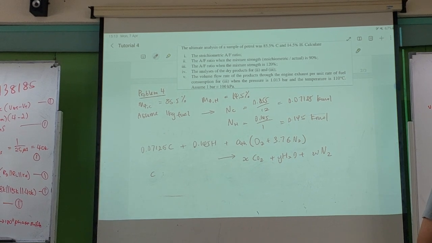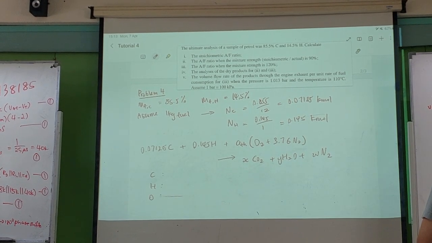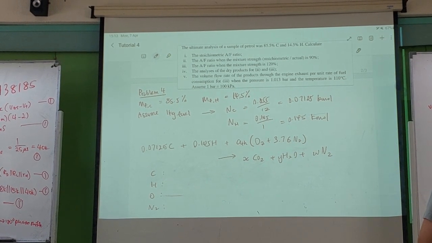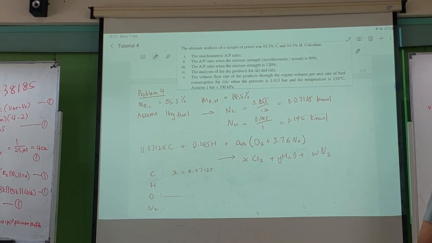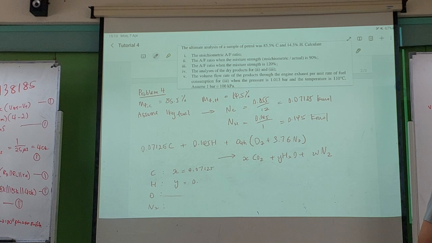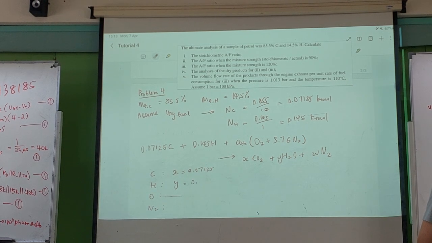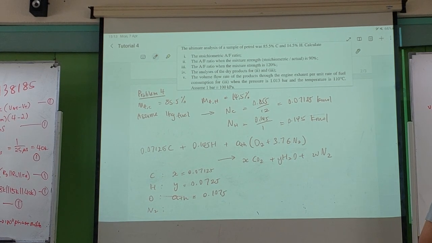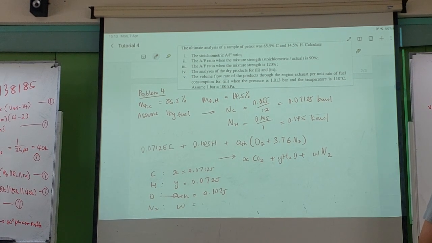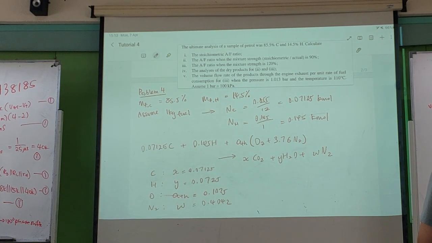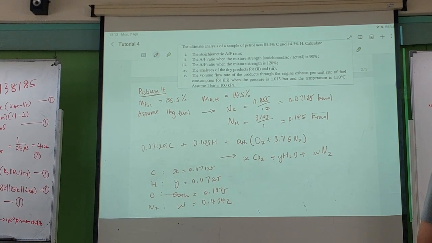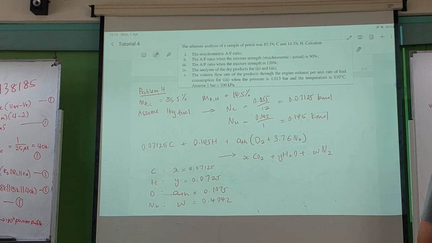So if you balance this for C, H, O and N2, you should get x equals 0.07125, y equals 0.0725, and you get ATH equals 0.1075, and then W you get 0.4042. And balance this, you should get this.